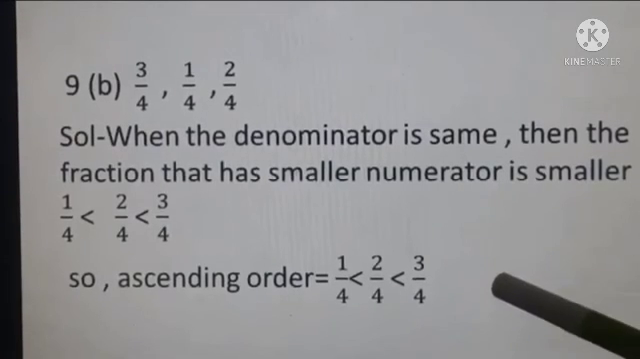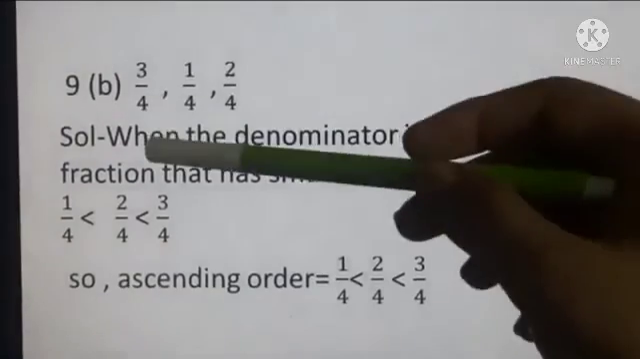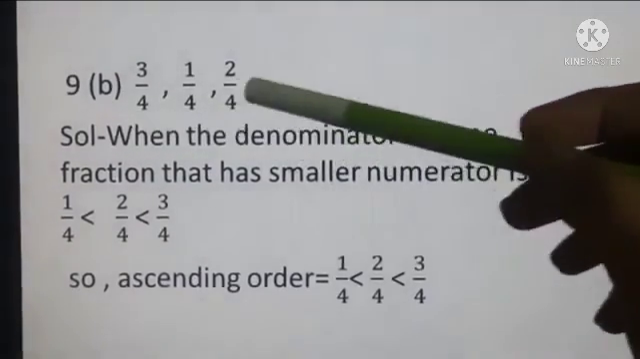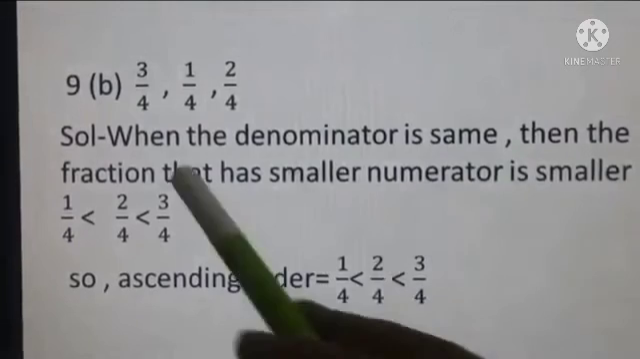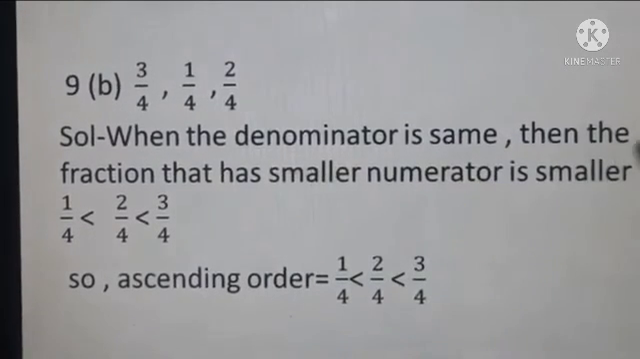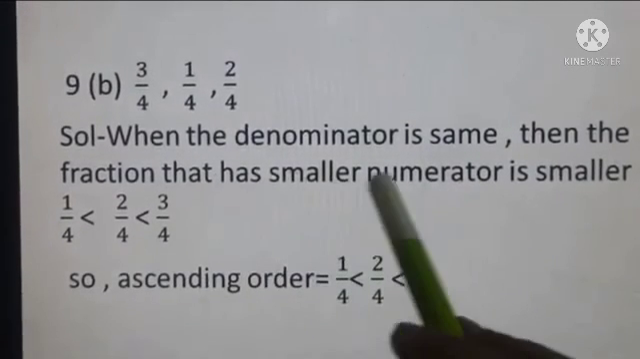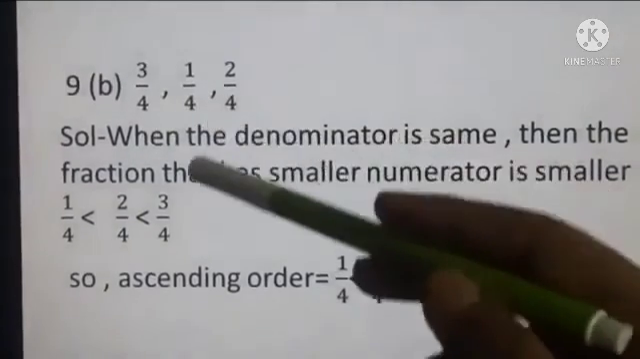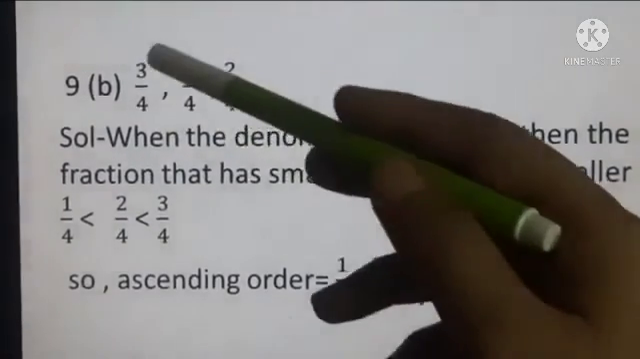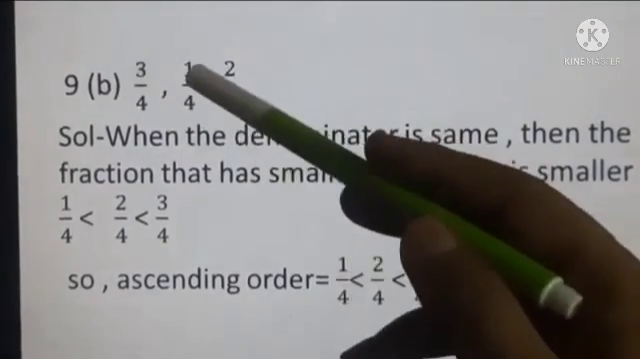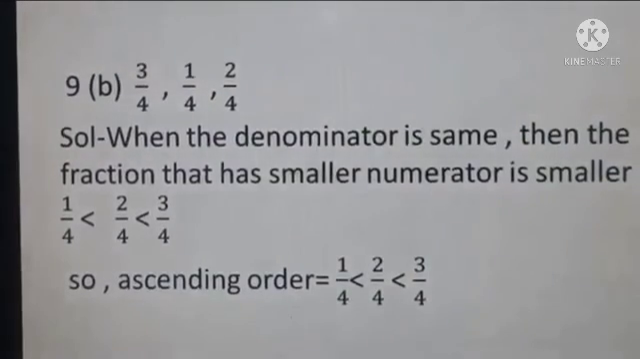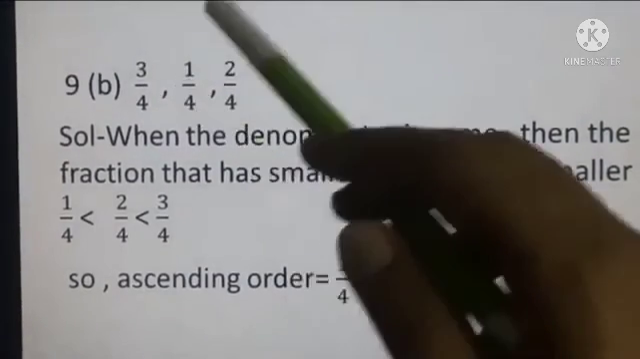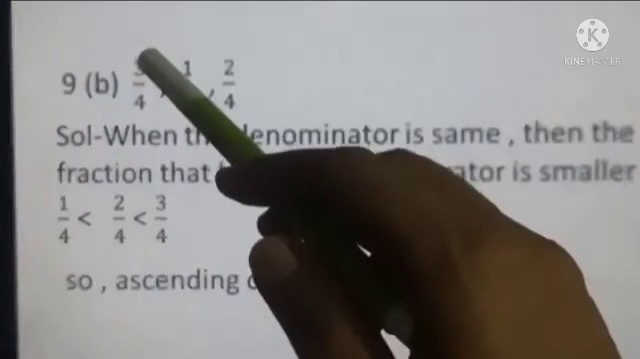Now 9th question, B part: 3 upon 4, 1 upon 4, 2 upon 4. Now see, the denominators are the same. When the denominator is the same, then the fraction that has a smaller numerator is smaller. So we have to check the numerators now. Numerators are 3, 1 and 2. So the smallest numerator is 1. Next is 2 and next is 3.